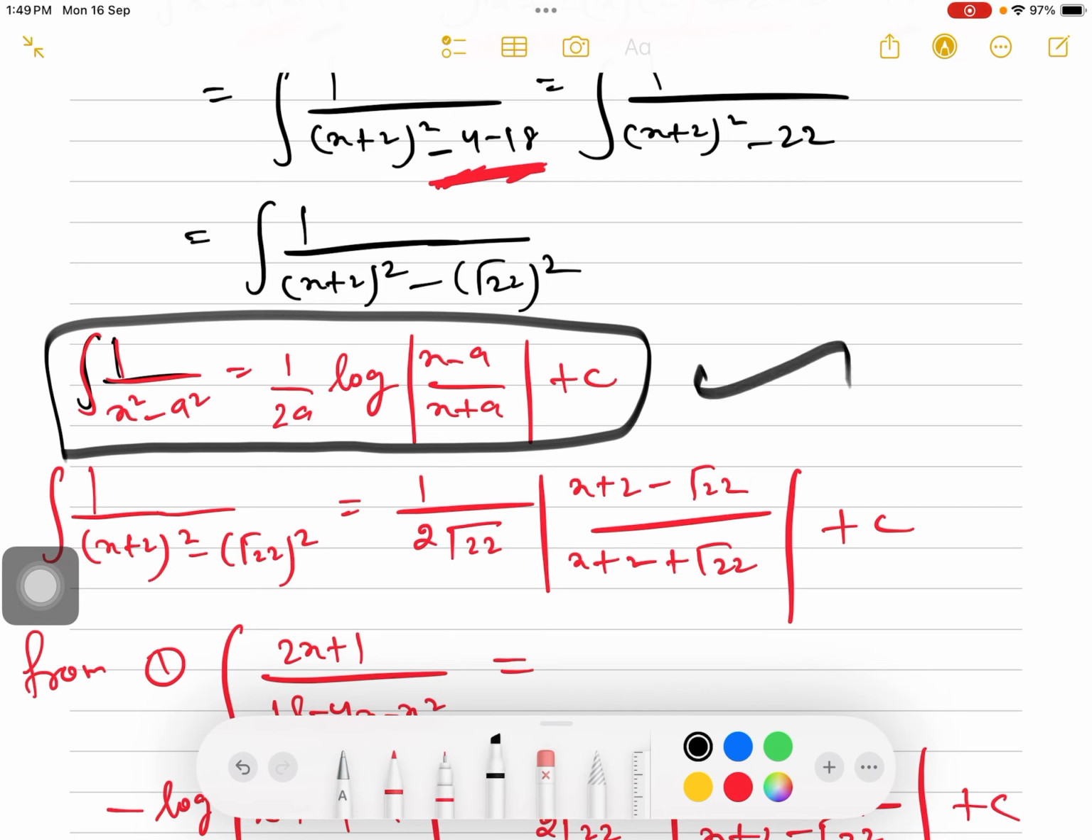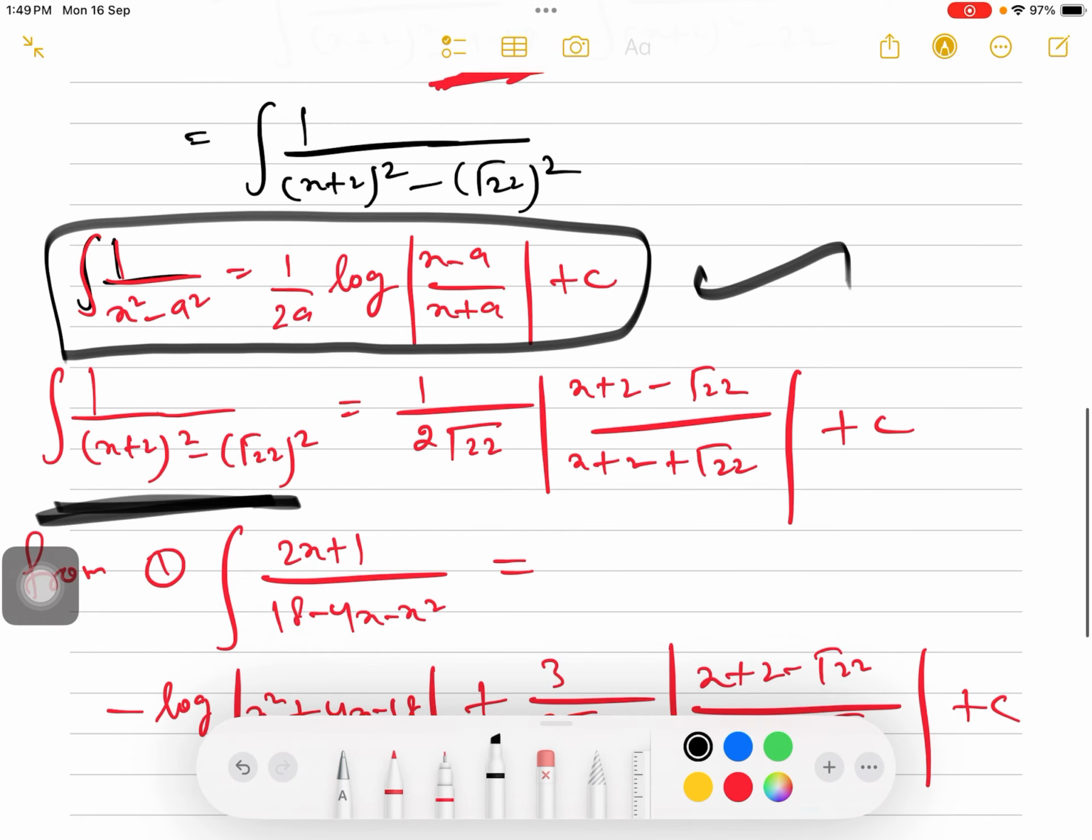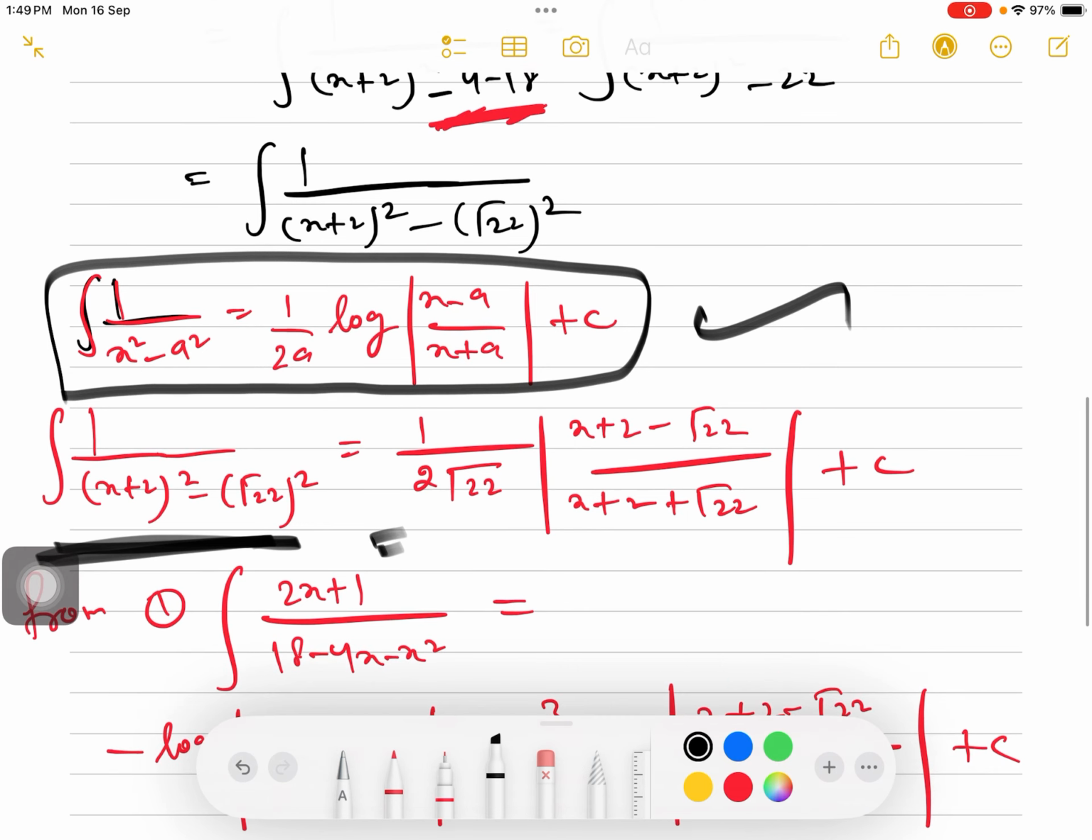So this formula we have to apply. Integration of 1 by x square minus a square will be 1 by 2a log x minus a by x plus a. So see that this thing we have to solve. Now here, instead of x, x plus 2 is there. So 1 by 2a, what is the a value here? Root 22, because if you compare with a square, here root 22 square is there, so a value will be root 22. So 1 by 2a means 1 by 2 into root 22, log. I forgot to put log here, so log, then x plus a.